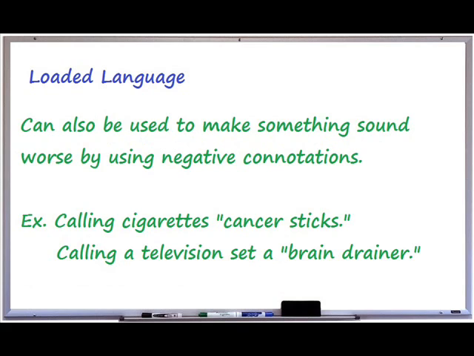Loaded language can also attempt to make something sound much worse or much better than its neutral name. Calling cigarettes cancer sticks, for example, is a loaded way to associate negativity with them. Calling a janitor a custodial engineer portrays that line of work in a much more positive light. Whenever you dress something up or insult it based on exaggeration or understatement in its labeling, you are using loaded language.